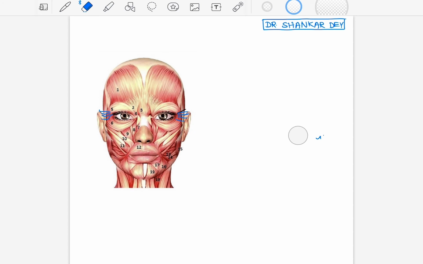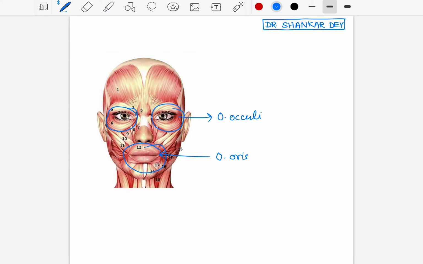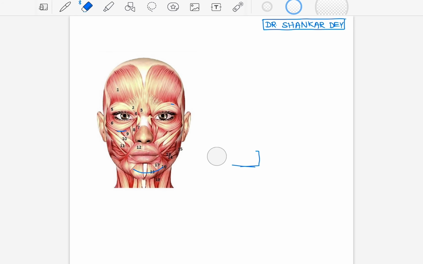And lastly, two rounded muscles. One is orbicularis oculi, another is orbicularis oris. Orbicularis oculi is responsible for closure of the eye, and orbicularis oris is responsible for closure of the mouth. So these are the facial muscles and their actions.